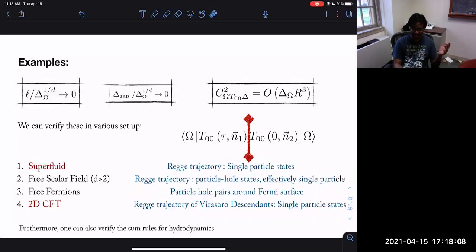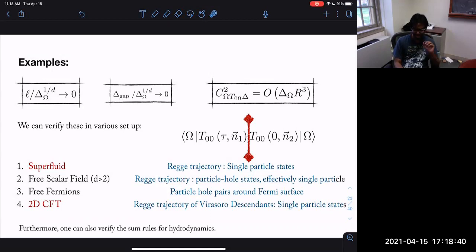You can do the same thing for a free scalar field. And for the free scalar field, basically you have particle hole states. If you take a finite energy density state, over that state, you have particles and holes. But effectively, these are different from the particle hole states of a Fermi liquid because they are effectively described by a single parameter. So effectively, they behave like a single particle state in the infinite volume limit. So again, you can think of this as a contribution from a single Regge trajectory.